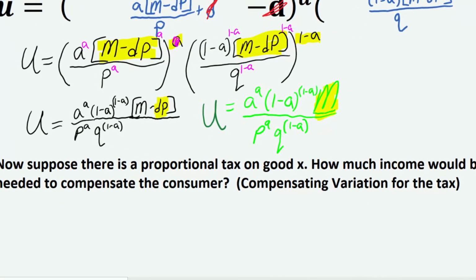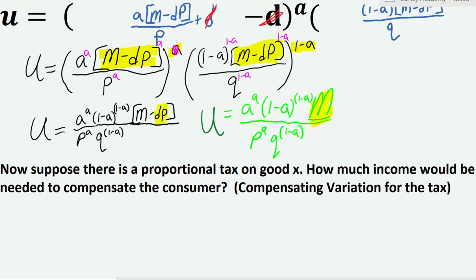I want you to think about the answer to this next question. If we put a tax on good x, how much income would we need to pay to compensate the consumer to get back to the same utility level as if we were not taxing x? Now remember, there are two different x's that this person's buying. They're buying the subsistence level, and that subsistence level they buy is not going to change because of the tax. So we're going to have to compensate them for the tax on the subsistence level.